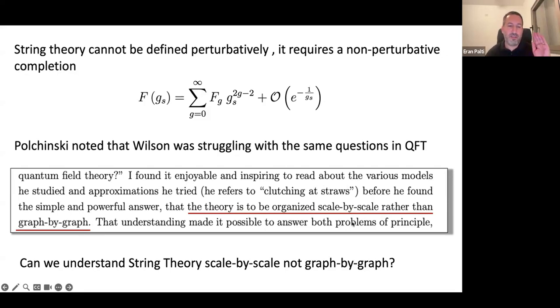And of course, this was the idea that instead of defining quantum field theory through perturbation theory, you could define it through renormalization group running between fixed points, which is a kind of modern way of understanding quantum field theory properly. And then actually in his notes, Polchinski also says that, well, in string theory, we're still lacking such an organizing principle. And in some sense, the motivation for this talk is the question, can we understand string theory scale by scale, not graph by graph? So that's the motivation.